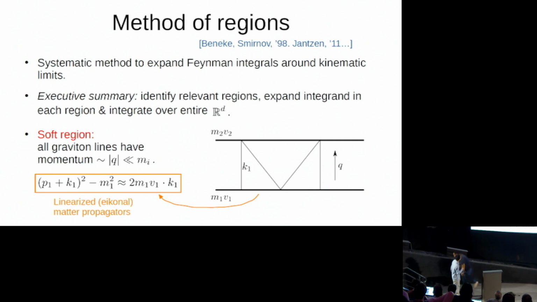Of particular relevance is the soft region, where all the exchanged massless particles, like gravitons, have comparable momentum of the order q, set by the overall momentum transfer, which is much smaller than your masses. Through the Taylor expansion of the matter propagators, they become linearized propagators, also called eikonal propagators.